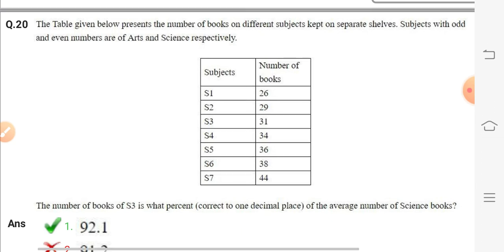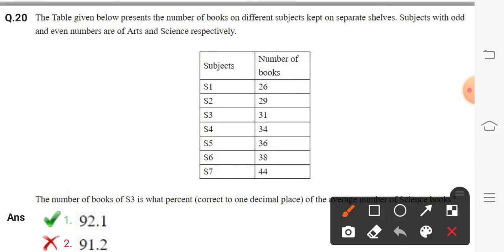The table given below presents the number of books on different subjects kept on separate shelves. Subjects with odd and even numbers are of arts and science respectively. The question is: the number of books of S3 is what percent of the average number of science books? S3 books are 31. This is what percentage of the average number of science books?